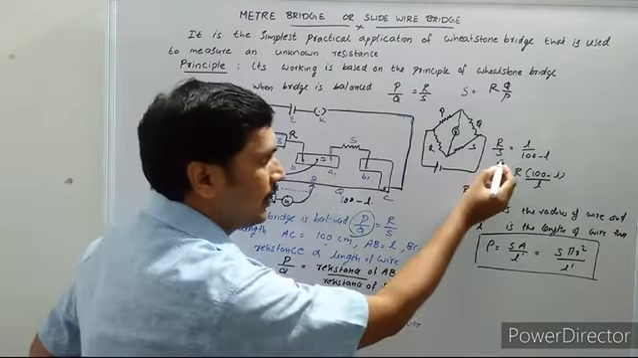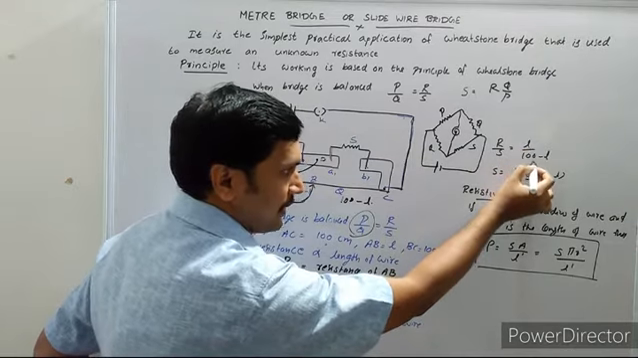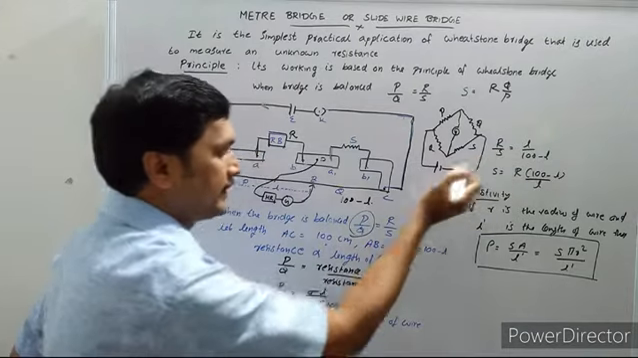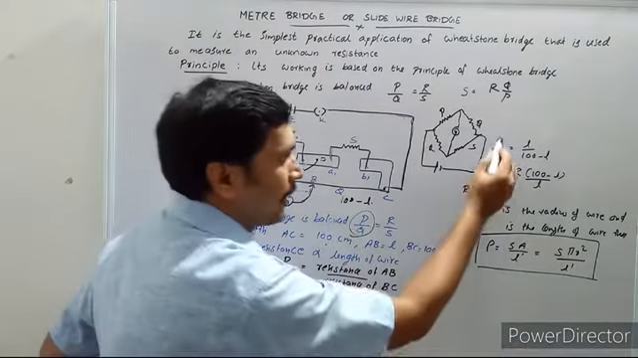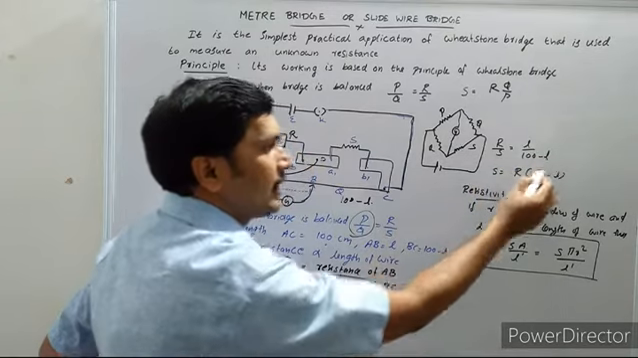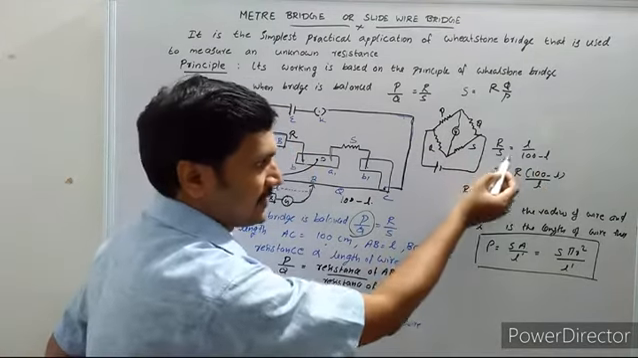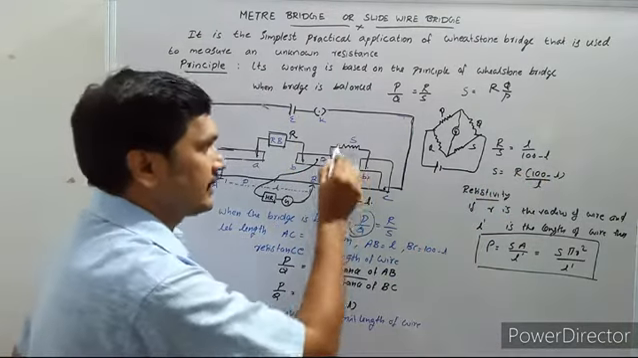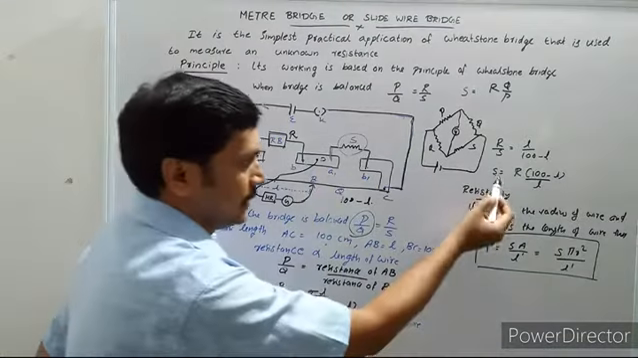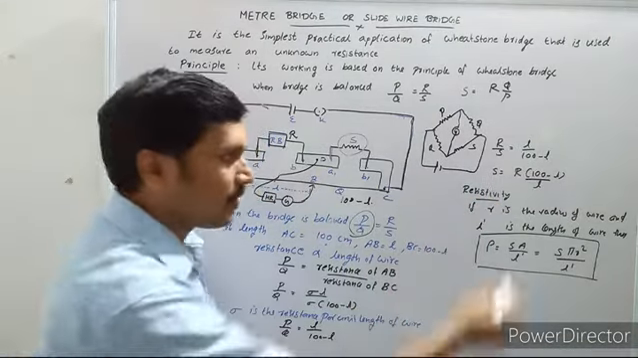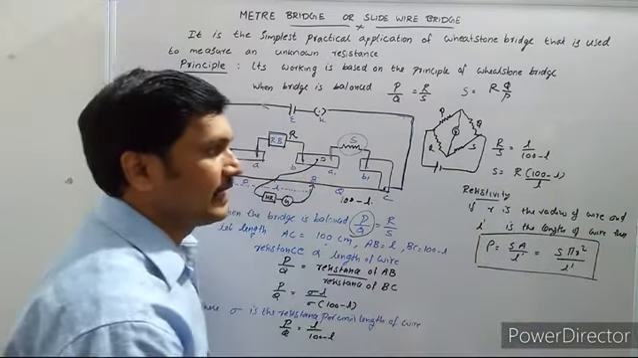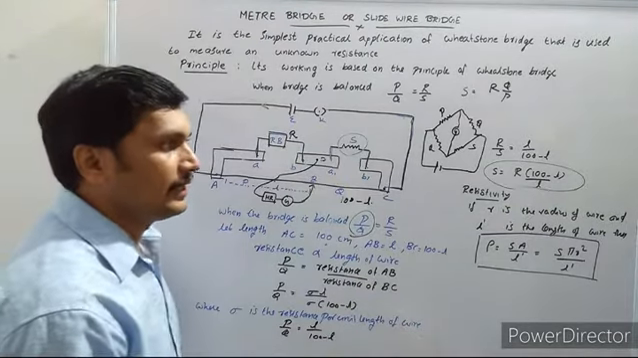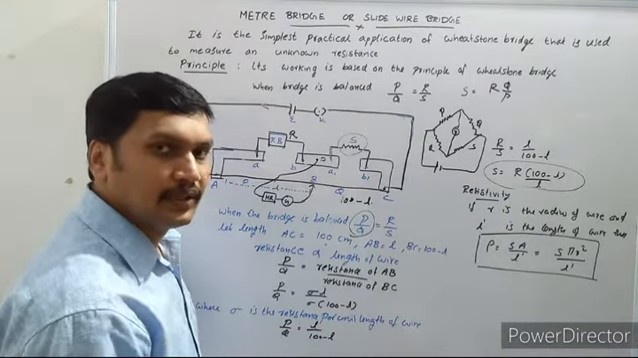So comparing, instead of P by Q we write L by 100 minus L, which is equal to R by S. So R by S is equal to L divided by 100 minus L. We told that S is the unknown resistance. So the unknown resistance S is equal to R into 100 minus L divided by L.